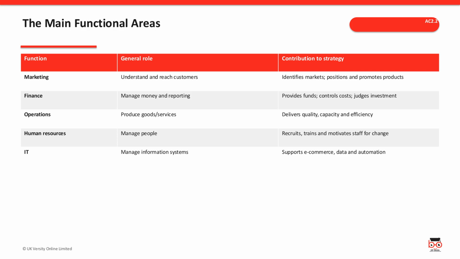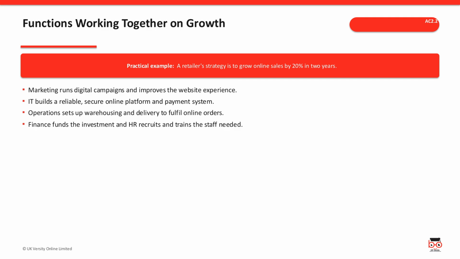Marketing understands and reaches customers, positioning and promoting the products. Finance provides the funds, controls costs and judges investments. And operations produces the goods or services, delivering quality and capacity. Human resources recruits, trains and motivates the people who make change happen, while IT runs the systems behind e-commerce, data and automation. Think of how heavily a business like ASOS leans on all 5 at once. Here's how that teamwork looks in practice.